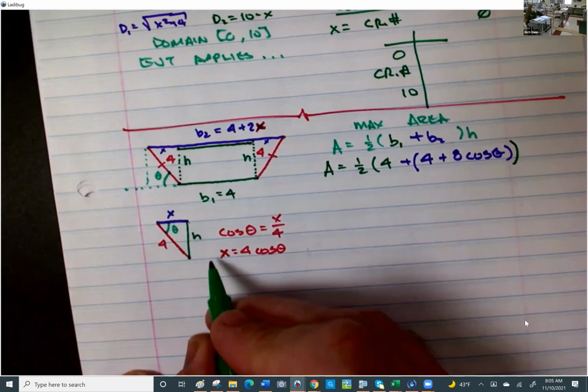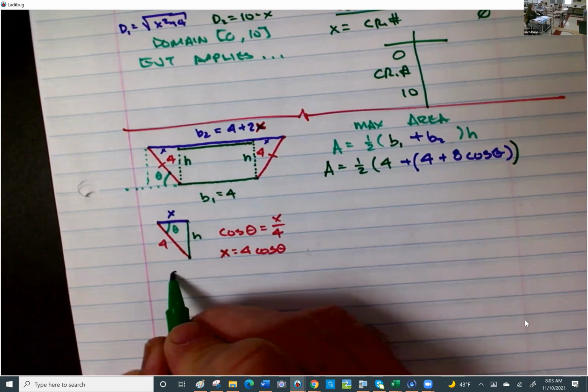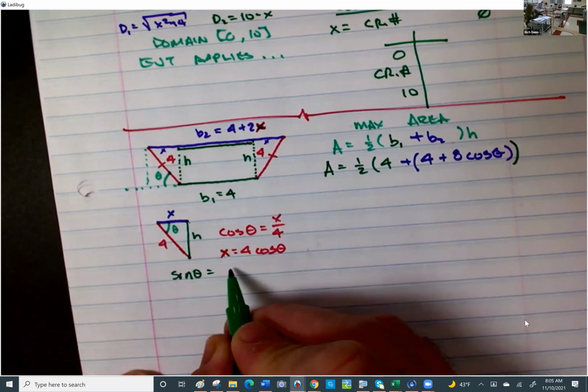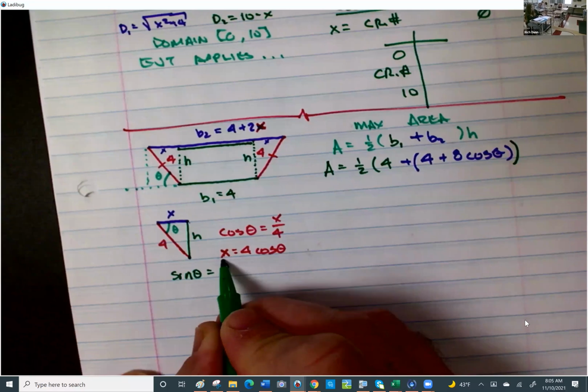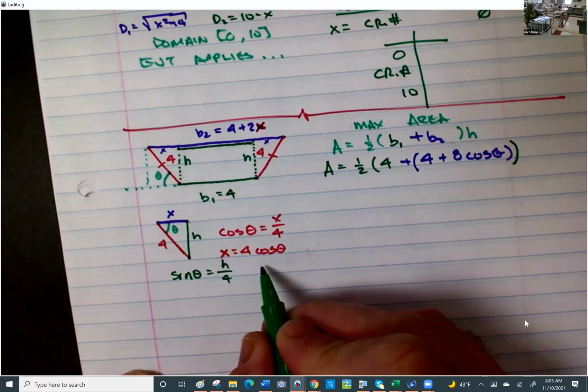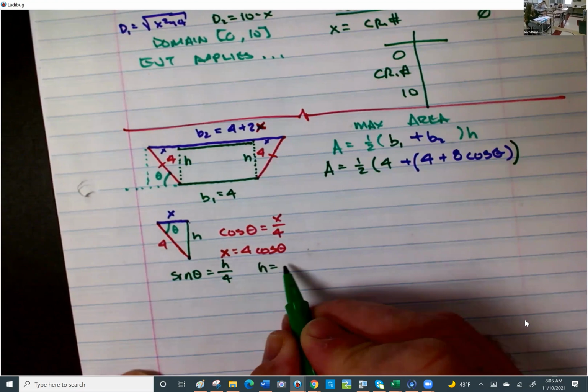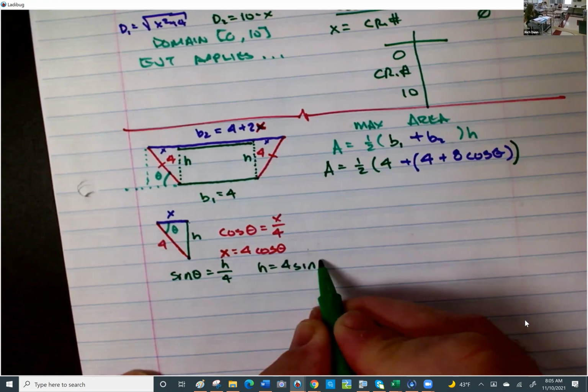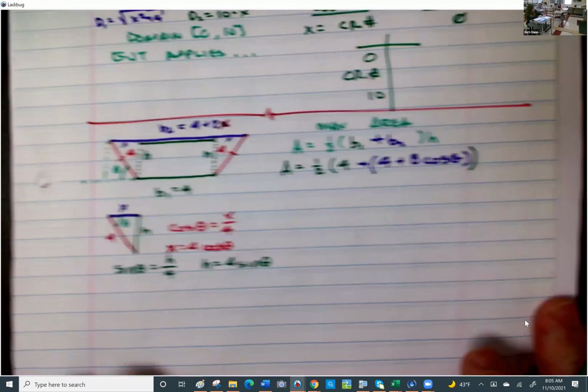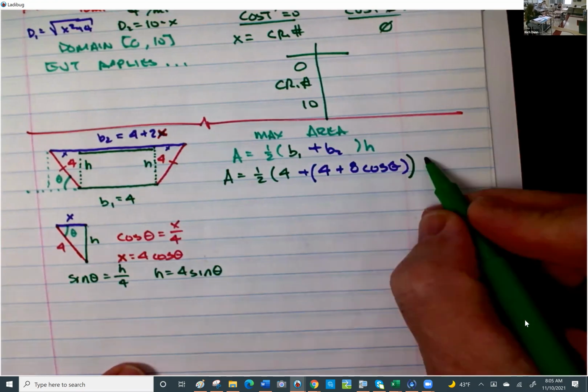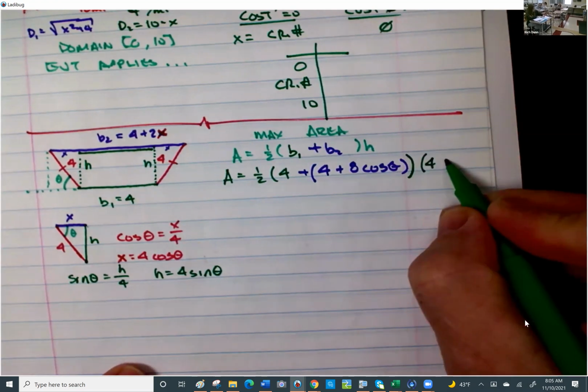Yes, this is an opposite. So the sine of theta would equal the opposite H divided by the hypotenuse 4, which means we could find H by doing 4 times the sine of theta. So this would be times 4 sine theta.